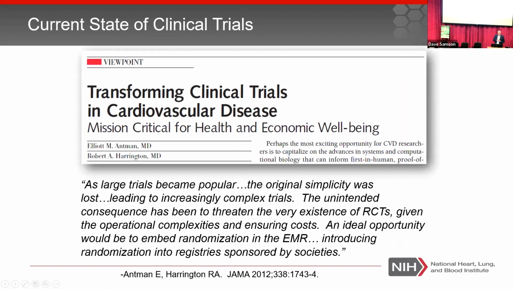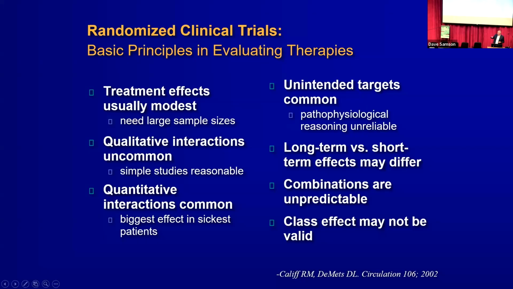I would submit to you that this is a public health issue. Here is a viewpoint that Elliott Antman and I wrote in JAMA about 10 years ago, where we talked about how, as large trials became popular, simplicity was lost. And we began to think about what else we could do. Maybe we could put our randomization scheme into registries like the ones run by the ACC and AHA. Elliott and I were very proud of ourselves. We thought this was a great idea. And then we realized, as it was pointed out, that the Swedes were already thinking about it. In fact, the Swedes were going to do it. And so I bring your attention back to this.